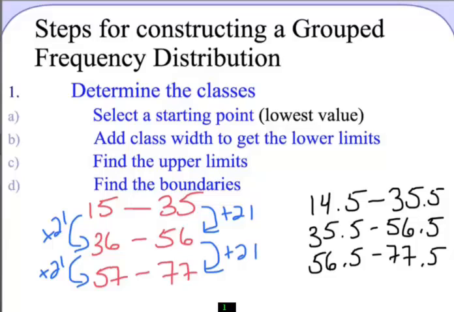Notice that my boundaries, 35.5, 35.5, are the exact same upper limit to the next lower limit, which is the way I want it, because anything in between there, 35.55, needs to be able to go into a category. And now with these boundaries, they can do so.